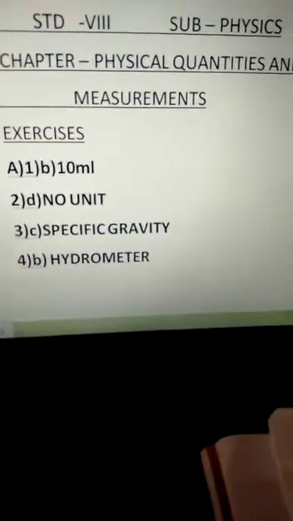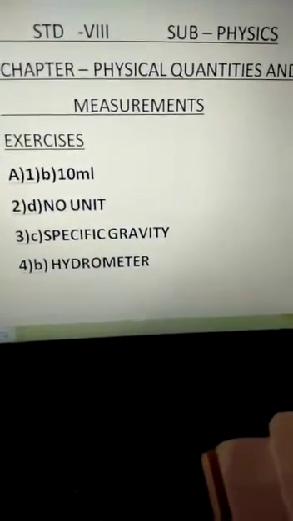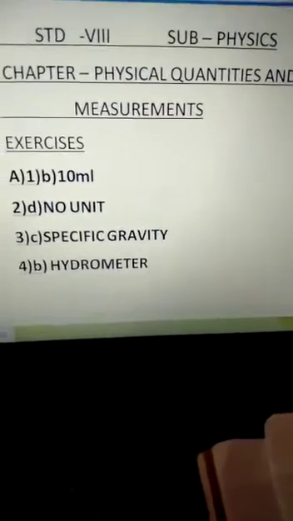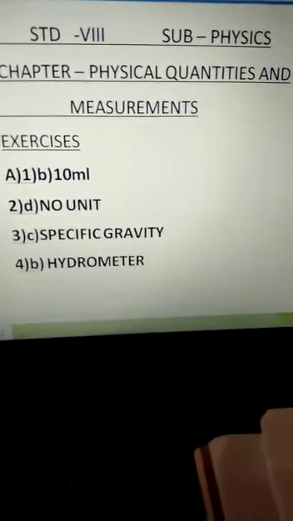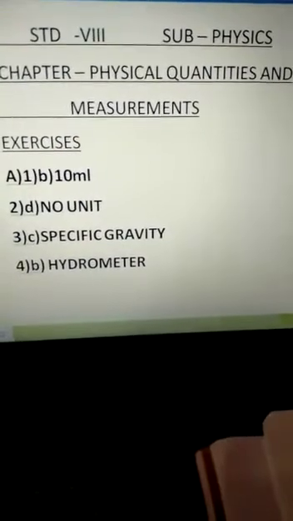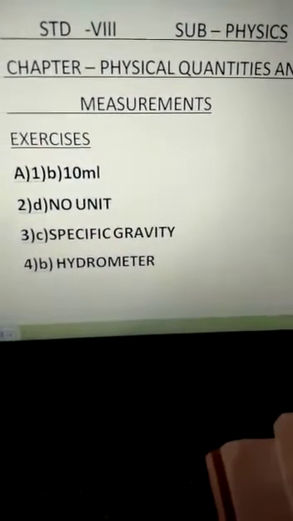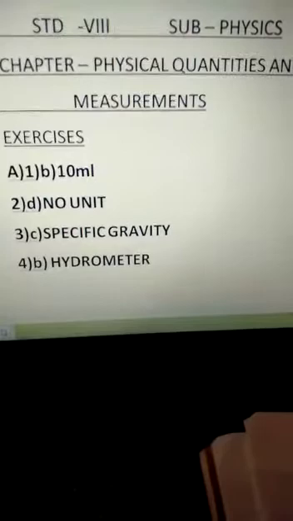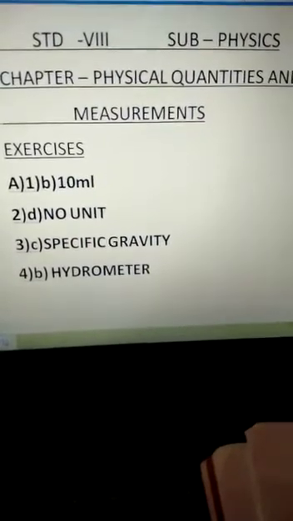Hello kids, this is the continuation video of Standard 8 Physics, second chapter, Physical Quantities and Measurement. Now we will discuss the exercises and question answers. First we'll move on to number A, that is tick the appropriate answer.